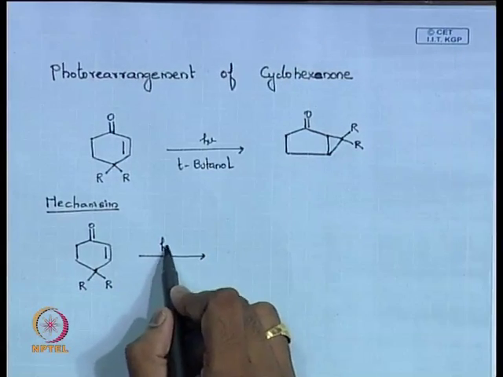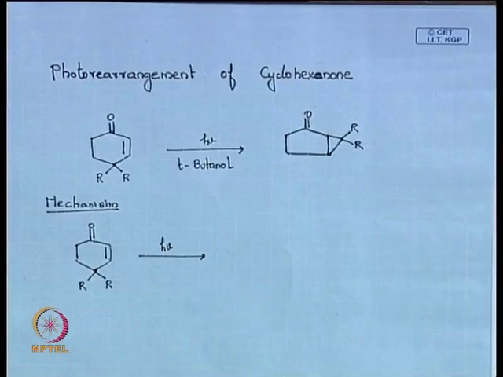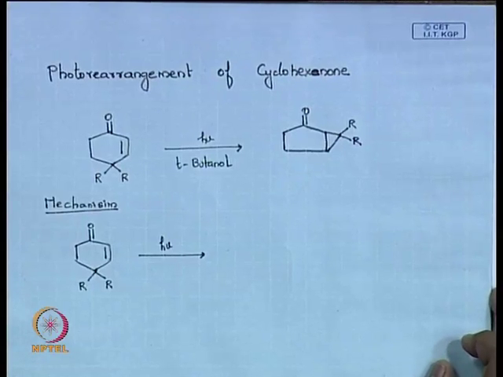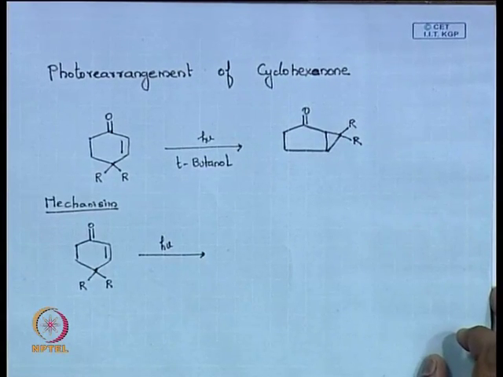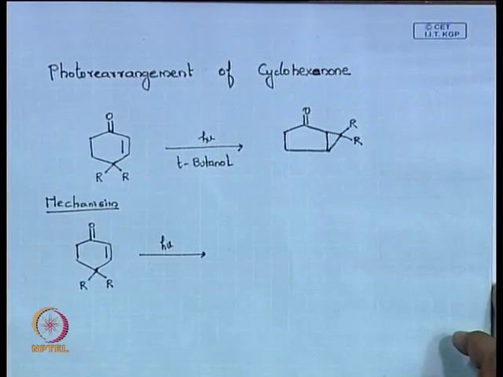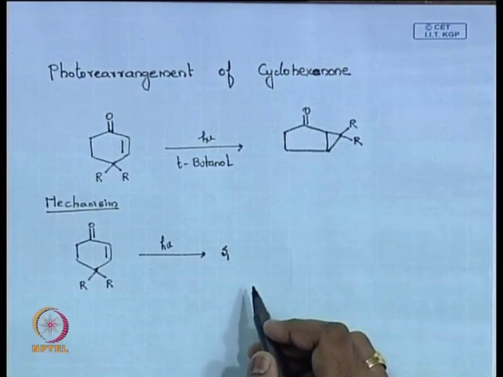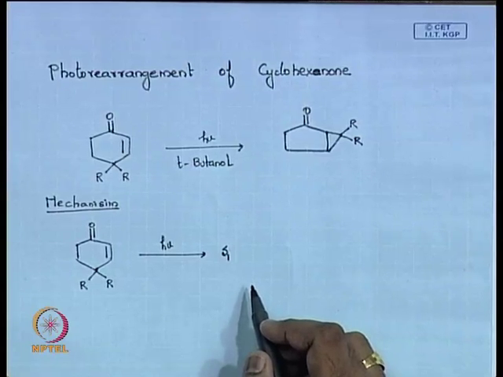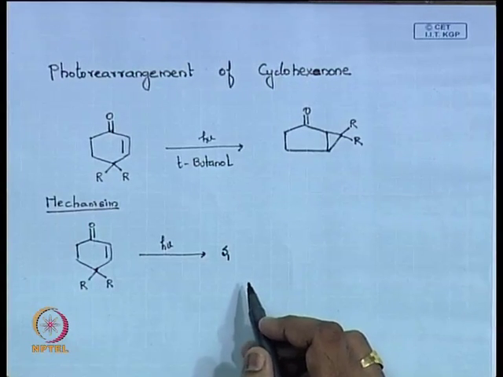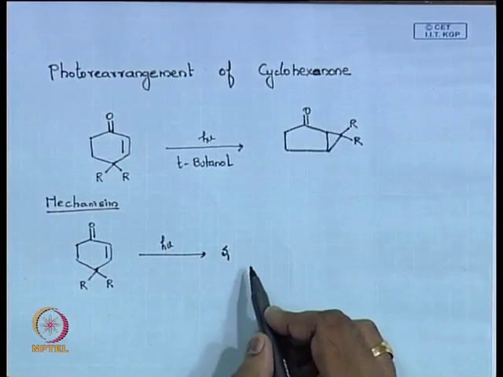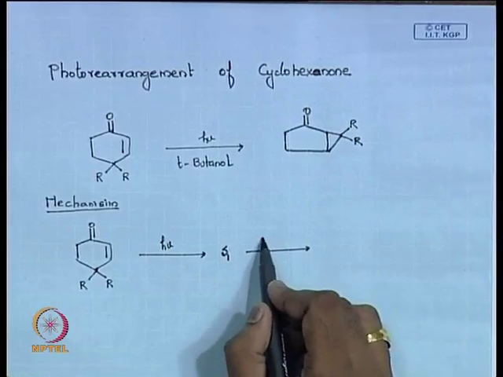See what happens once you photolyze this particular compound. What excited state does it go to? Initially it should go to S1, but you cannot see much chemistry from S1, because it is an alpha beta enone system, a ketone system. It undergoes a nice intersystem crossing.